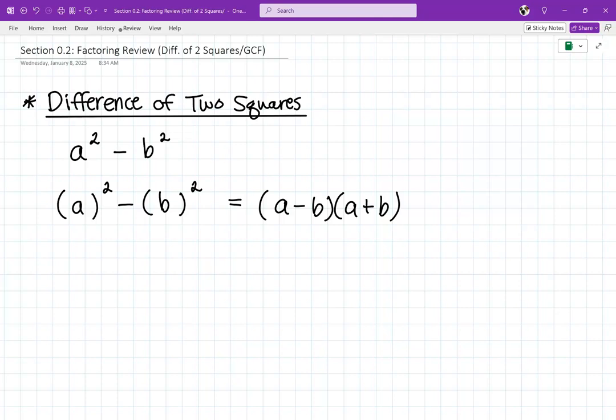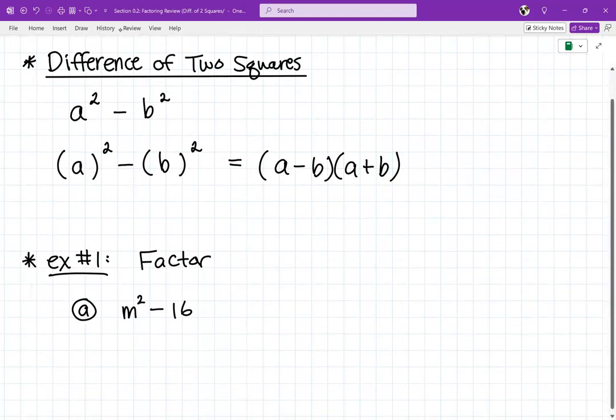They're going to give us a problem. We're going to try to rewrite it in a way that fits what we're given, and then we're going to write it out as factors. So just to show you a couple of these, let's try example number one. We're just going to factor part A: m squared minus 16.